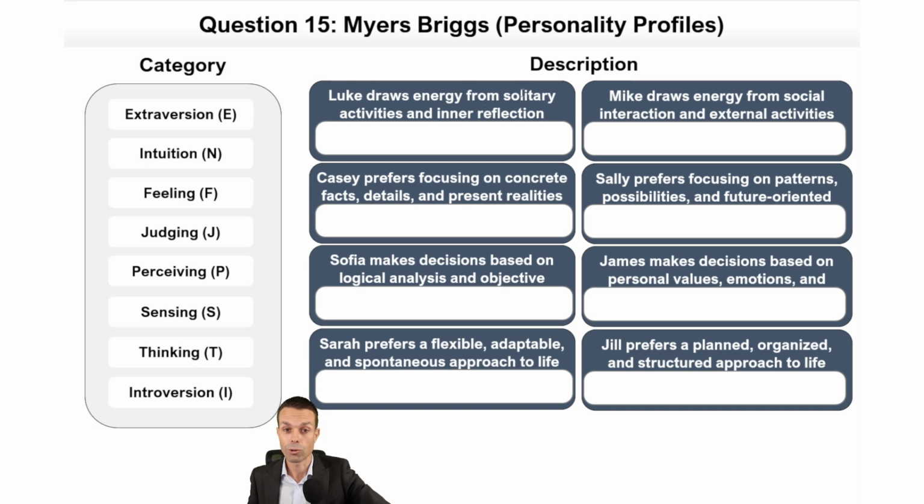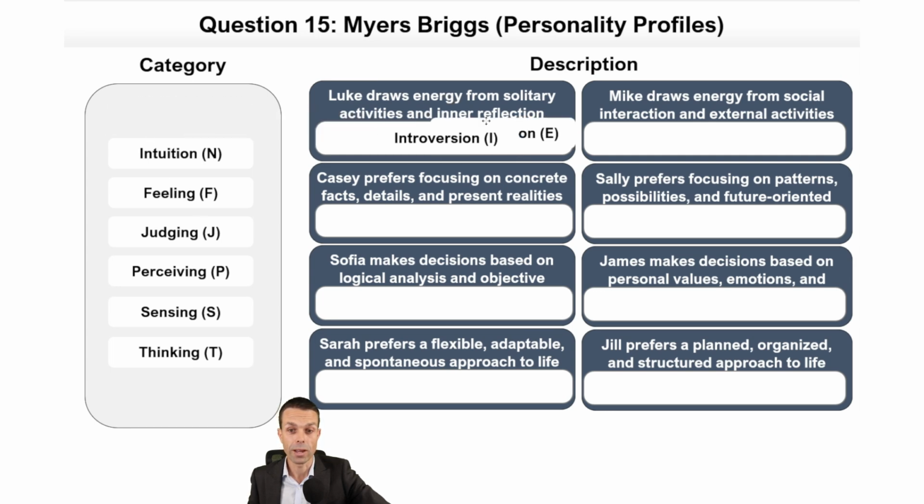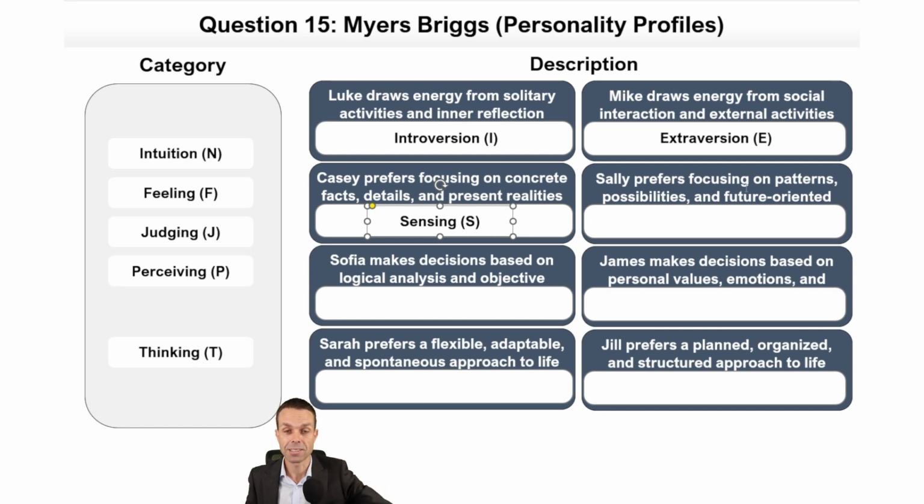So if we're drawing energy from solitary activities, we are introverted. We're doing them ourselves. But if we draw energy from social interaction and external activities, we're extroverted, so we're outgoing. But if we prefer focusing on concrete facts, details, and present realities, we are using our senses because we're sensing those current facts and realities. But if we have patterns, possibilities, and all sorts of ideas, we are using our intuition out there.